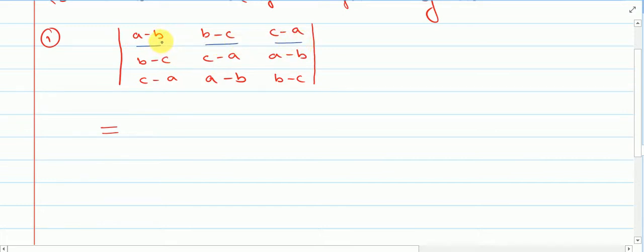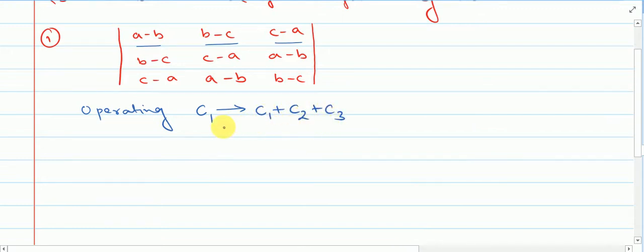Okay, if I add second and third column to the first one, so what I'll get, this minus b, this plus b, this minus c and this plus c, and this a and this minus a will get cancelled. Yes, so we'll get 0. I think same thing will happen in the second row also. So what we will do is we will write operating C1 tends to C1 plus C2 plus C3.